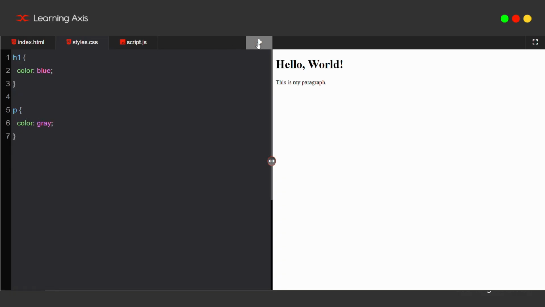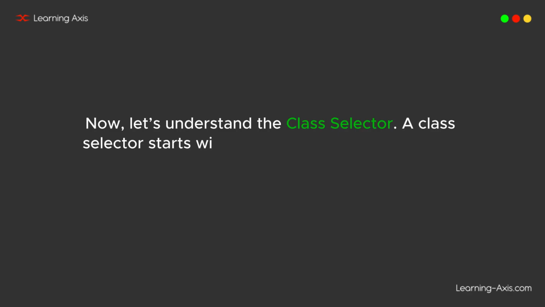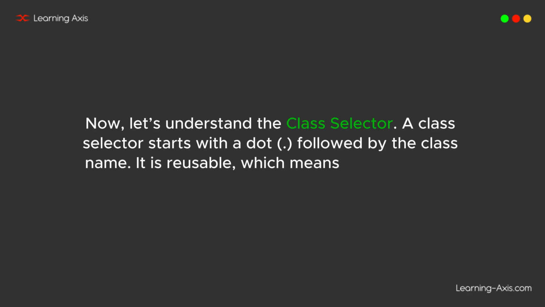The element selector targets an HTML tag directly. Here, H1 will make the heading blue, and P will make the paragraph gray. Now, let's understand the class selector. A class selector starts with a dot, followed by the class name. It is reusable, which means the same class can be used on multiple elements.